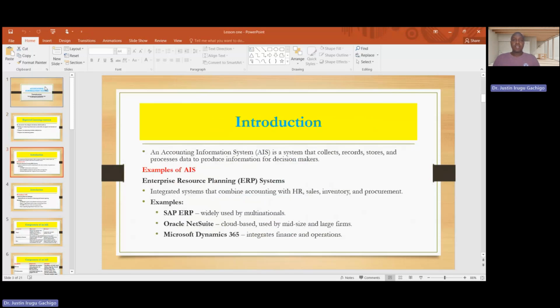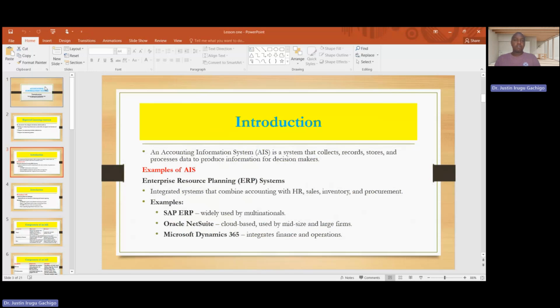So let us define AIS. AIS is a short form of accounting information system. An accounting information system is a system that collects, records, stores, and processes data to produce information for decision makers. So who are the decision makers? They are the managers and the owners of the business.